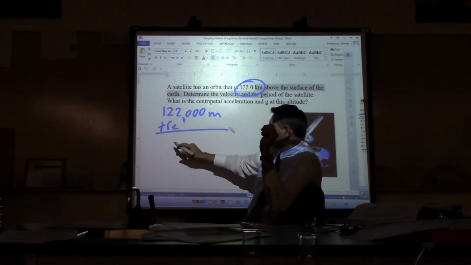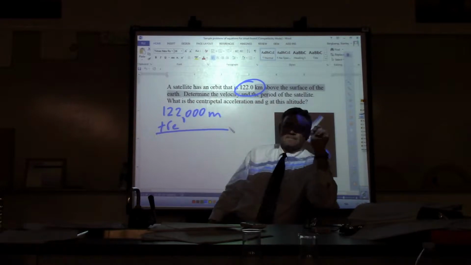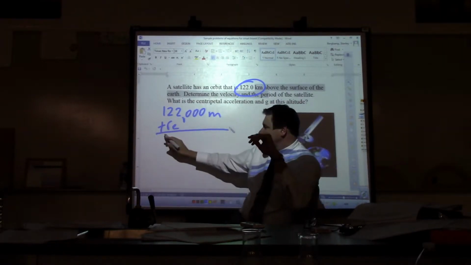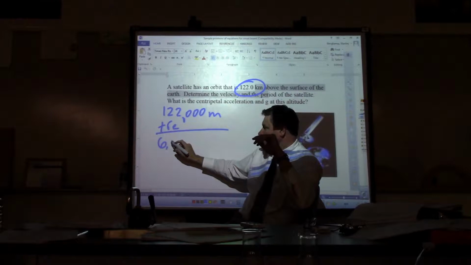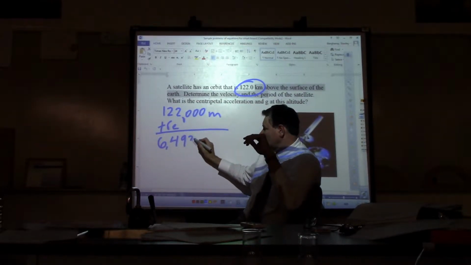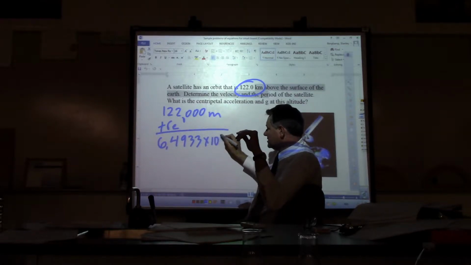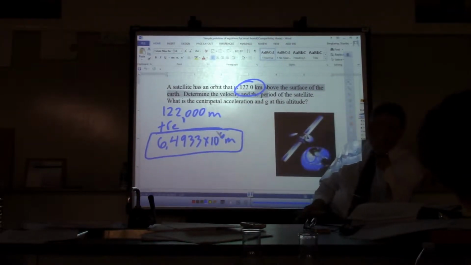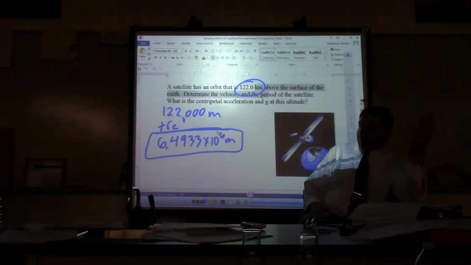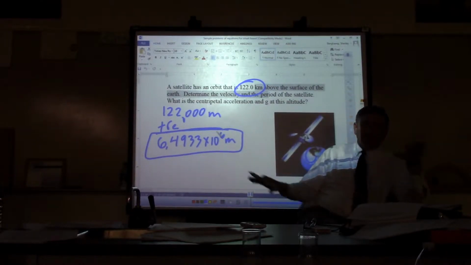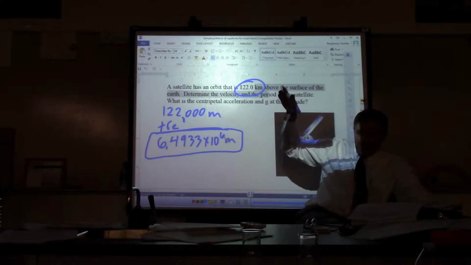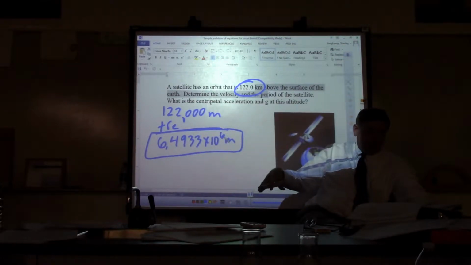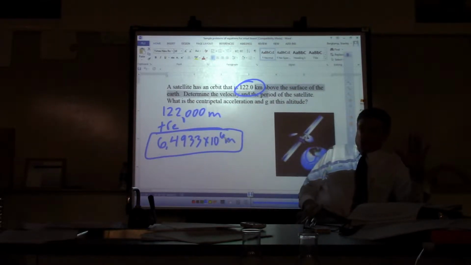Just list off the digits, tell me what you get. 6 point something. I got 6.4933 times 10 to the 6th meters. Okay, once you get that number, you're going to use that from there on out. That's going to be the radius. If you screw this up, everything else is going to go south.